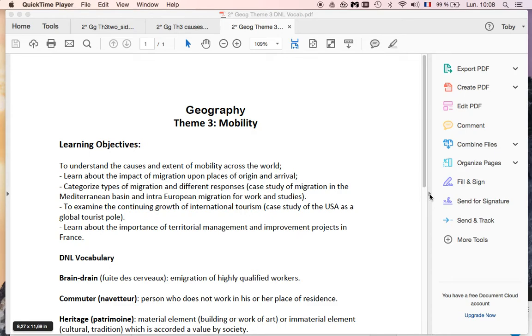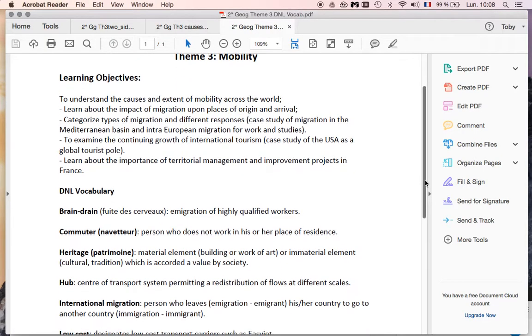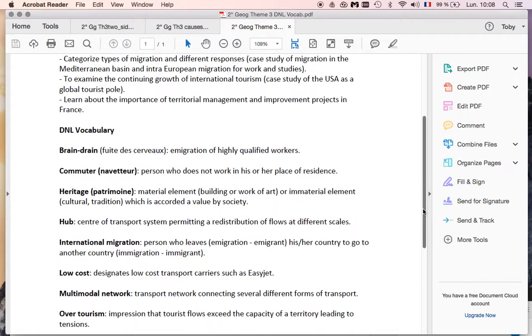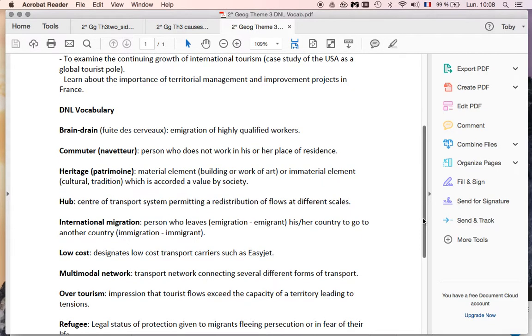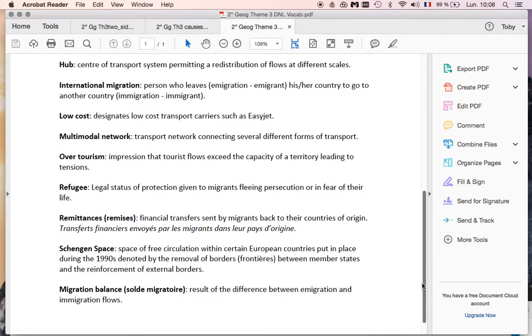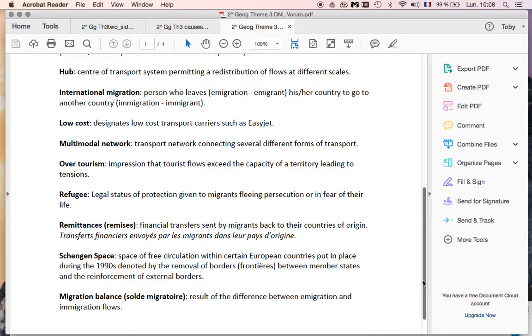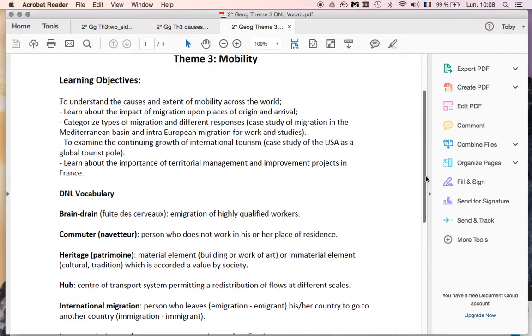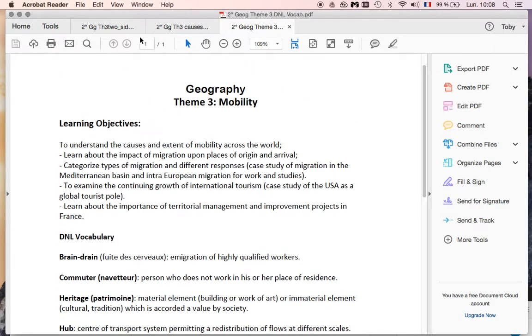This video is for Second European and it explains the next assignment in Geography Theme 3 about mobility. Now you will remember from the last assignment you will have had an introduction sheet like this one in front of you showing the DNL, Discipline Non-Linguistic Vocabulary, for the chapter. This document will prove useful for you in the new work for the next 2 weeks. So please look at it and keep an eye on it.